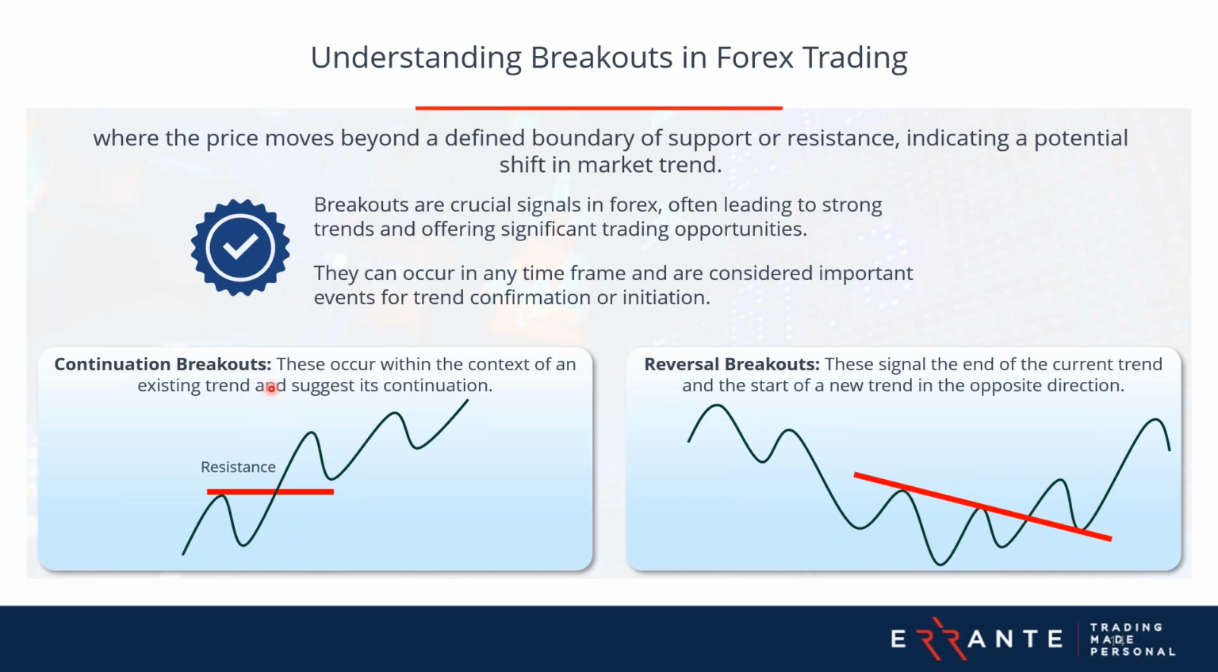This just refers to an existing trend, suggesting that the current direction has more runway. On the other hand, a reversal breakout is a game changer. It signals that the prevailing trend might be over and a new trend in the opposite direction is starting.